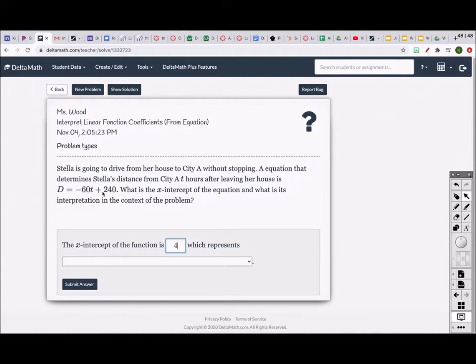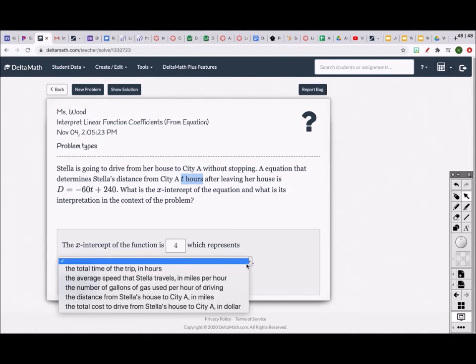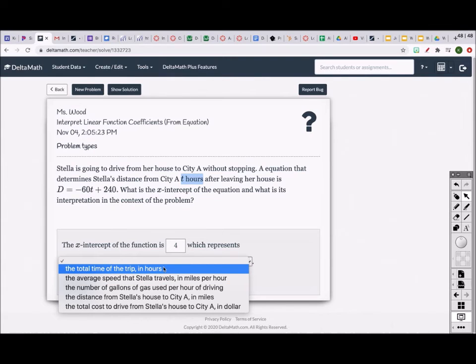So, d is the distance. We started out at 240 miles away. We get 60 miles closer each hour. So what is this for? Well, what is the x-axis? The x label is for, what's the label? Hours. So this is the number of hours, the total time in hours.